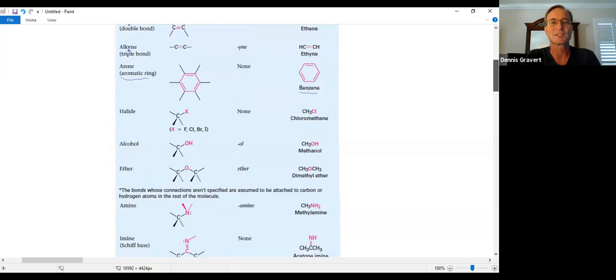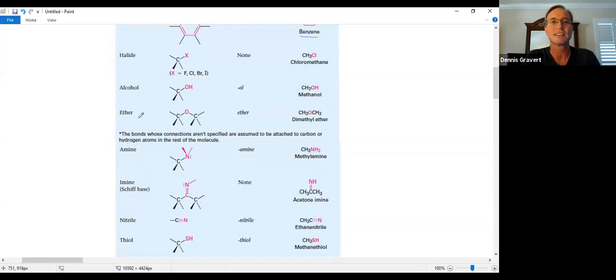All right, some other functional groups. We got halides and alcohol and ether. So now we're bringing in oxygen. If you have one of the halogens, that's pretty easy. If you already know column 7 on the periodic table, fluorine, chlorine, bromine, iodine, then you can identify halides, the halide functional group.